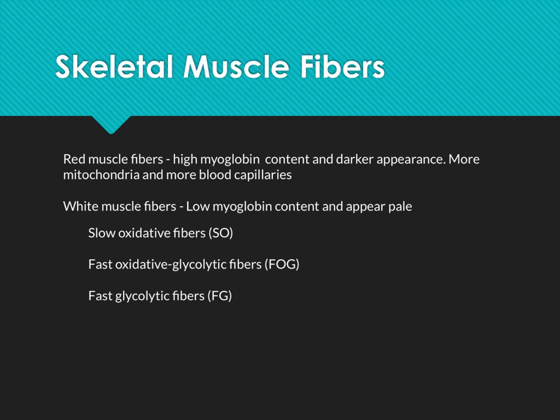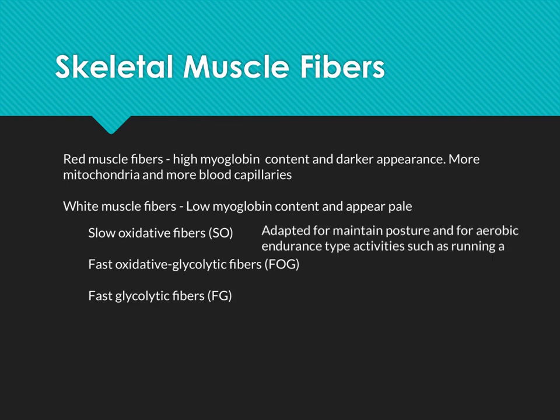These specific muscle fibers are adapted for maintaining posture and for aerobic endurance type activities such as running a marathon. Fast oxidative glycolytic fibers are intermediate fibers because they're intermediate in diameter. They have large amounts of myoglobin and many blood capillaries, so they are also dark red in appearance.